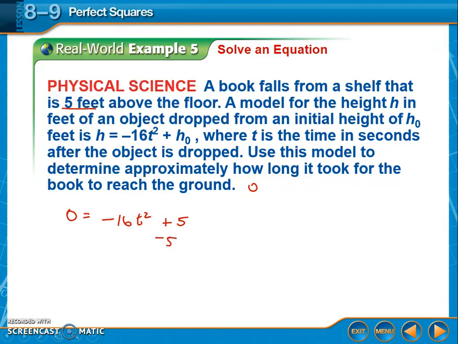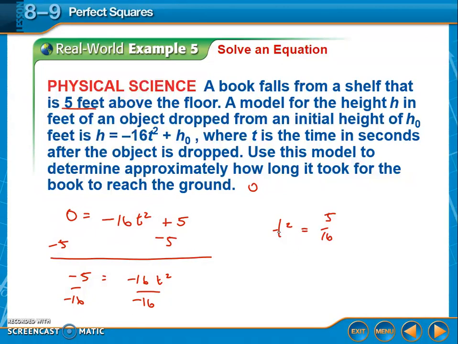So what I'm going to do is subtract 5. So I have negative 5 equals negative 16 t squared. To get t squared by itself, I'm going to divide both sides by negative 16. So I'm going to get t squared now equals 5 over 16. And so to get t by itself, I'm going to square root both sides. Remember, it's plus or minus. So t equals plus or minus the square root of 5 over 16.